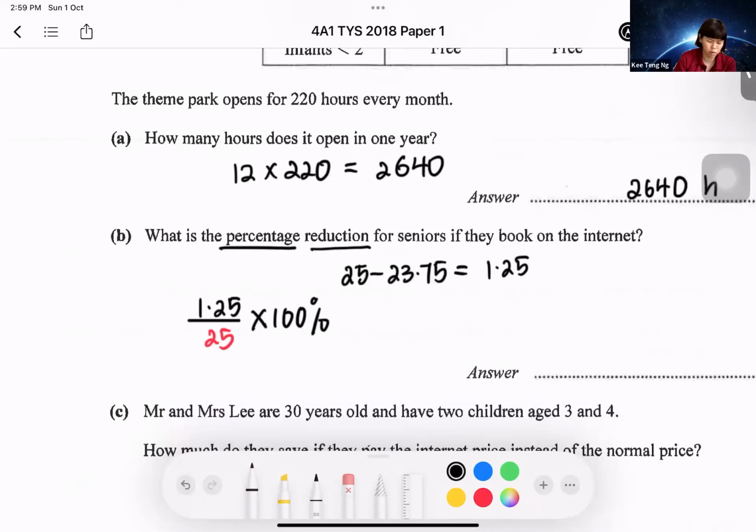$25. So 1.25 divided by 25 times 100. In your working, you write percentage, but in your calculator, don't press the percentage sign. Just press 100, then equal. I get my answer 5%. Have you gotten the answer?